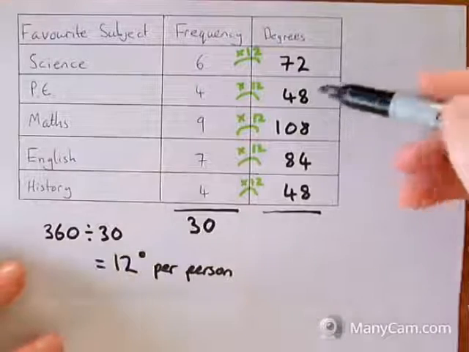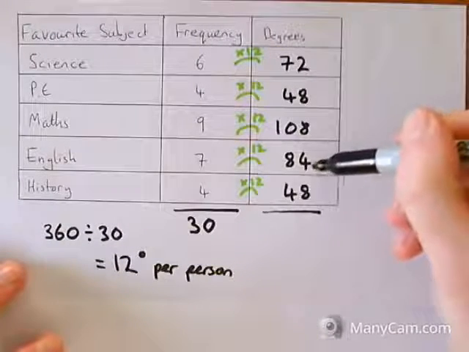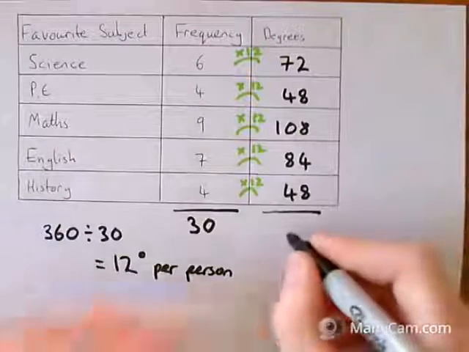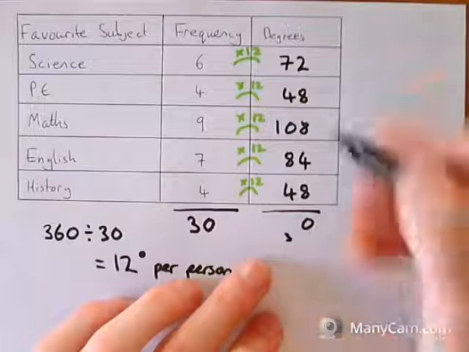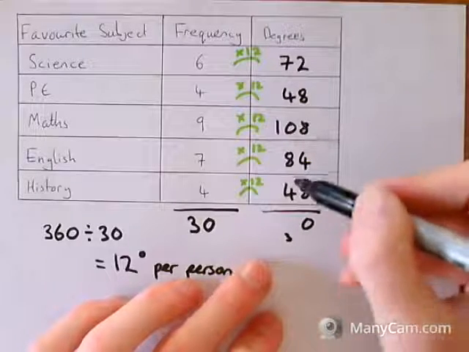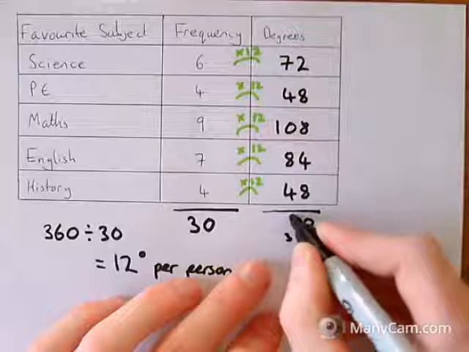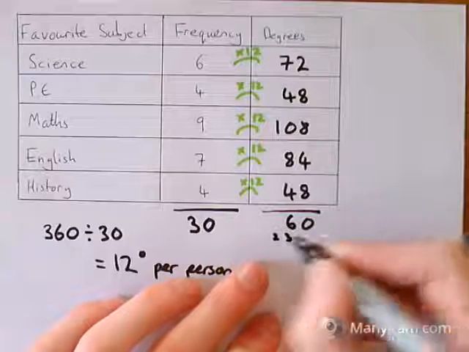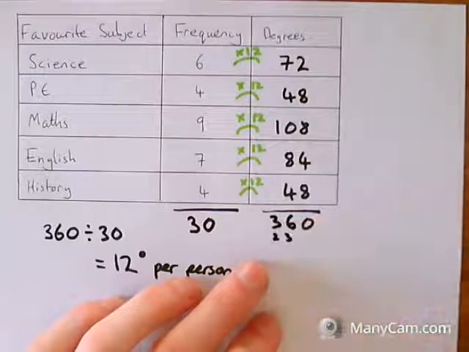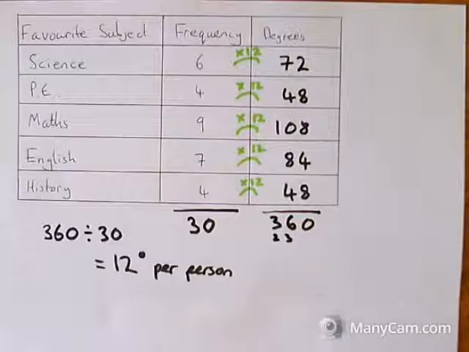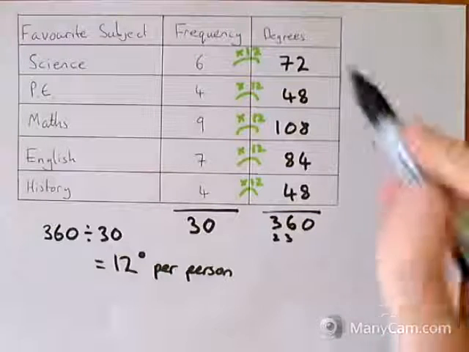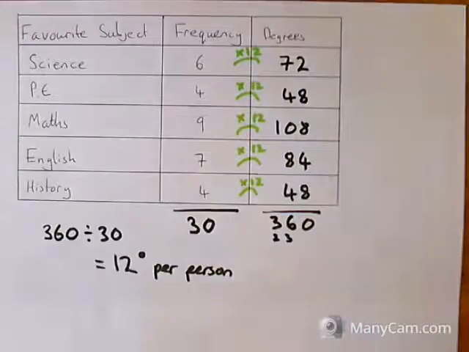So if I add these up I get 10, 18, 19, 20, 22, 30, 7, 11, 6, and then 360. So they've added together to make 360, so I know that I'm along the right lines. Now I'm going to use this table and show you how to draw a pie chart from it.